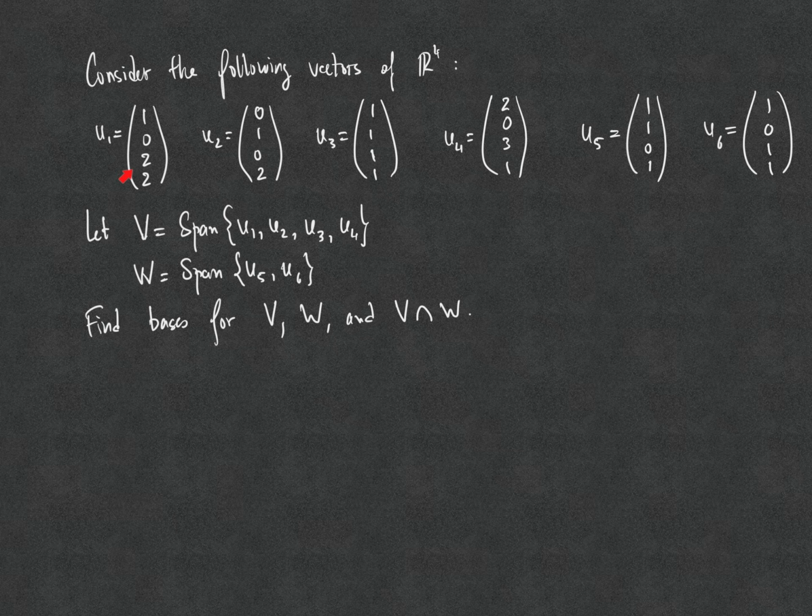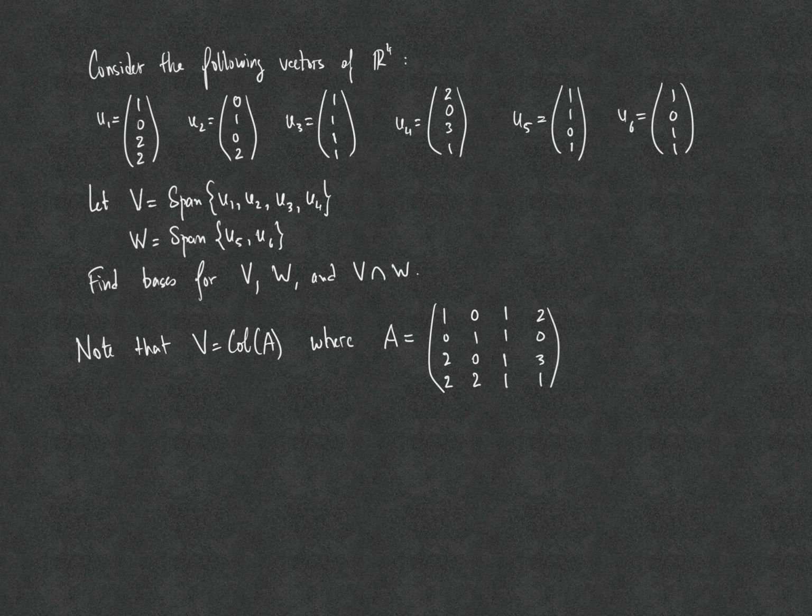Given the following 6 vectors of R4, we are asked to find a basis for the subspace V spanned by the first 4 vectors, for the subspace W spanned by the last 2 vectors, and then for the subspace V intersected with W. First, note that the subspace V is the column space of the matrix A, whose columns are the vectors U1, U2, U3, and U4.